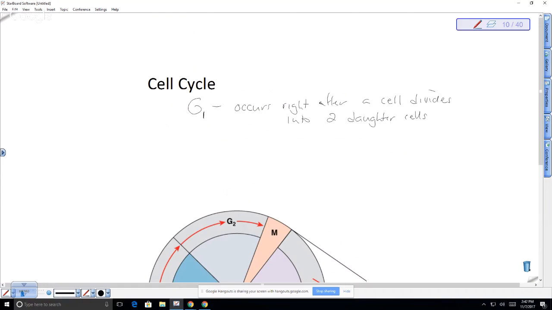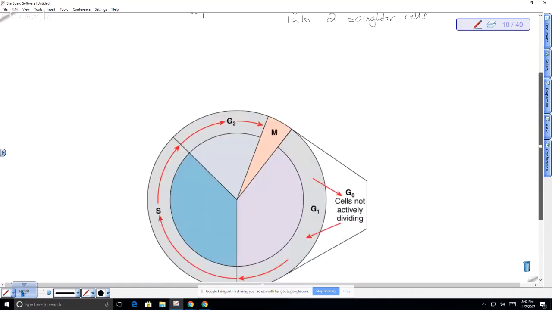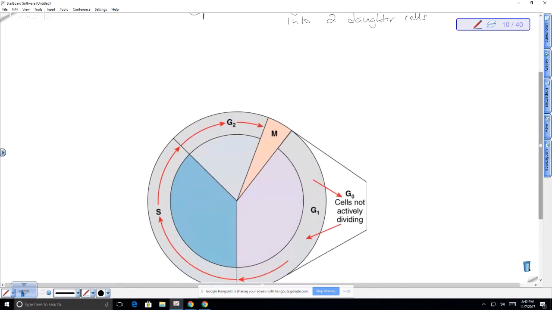So if we look at our diagram, what does M stand for right here? What do you think it stands for? Mitosis, right? So that is asexual reproduction. That is what is occurring in our cells in our body, the somatic cells, for example.